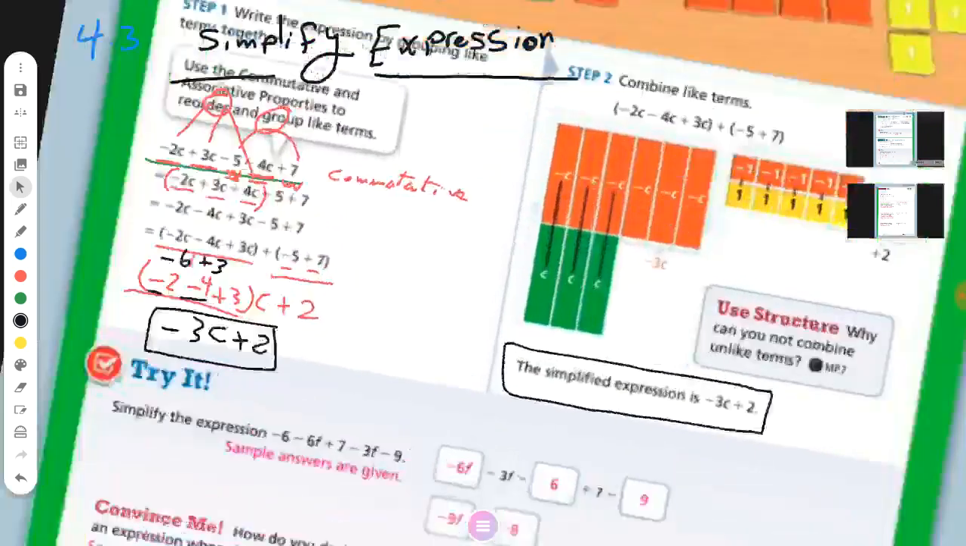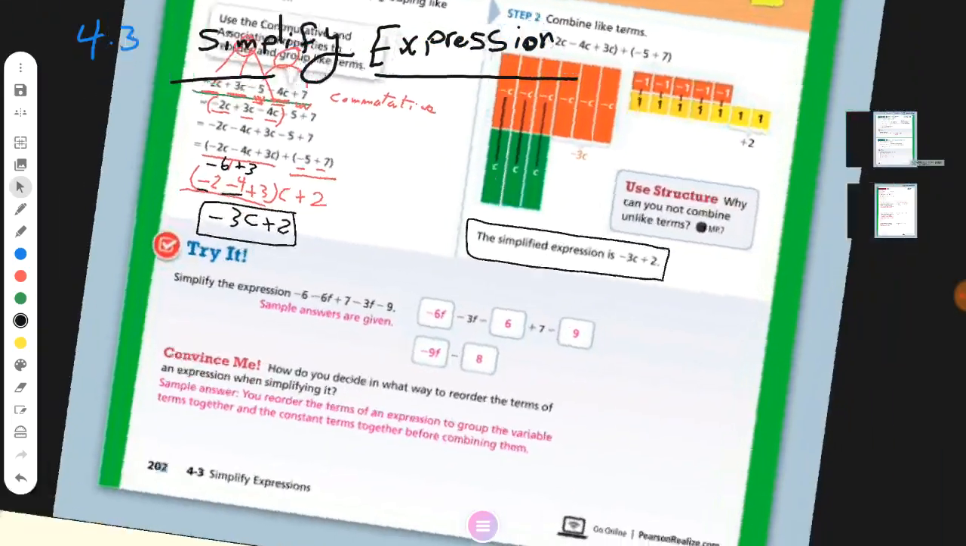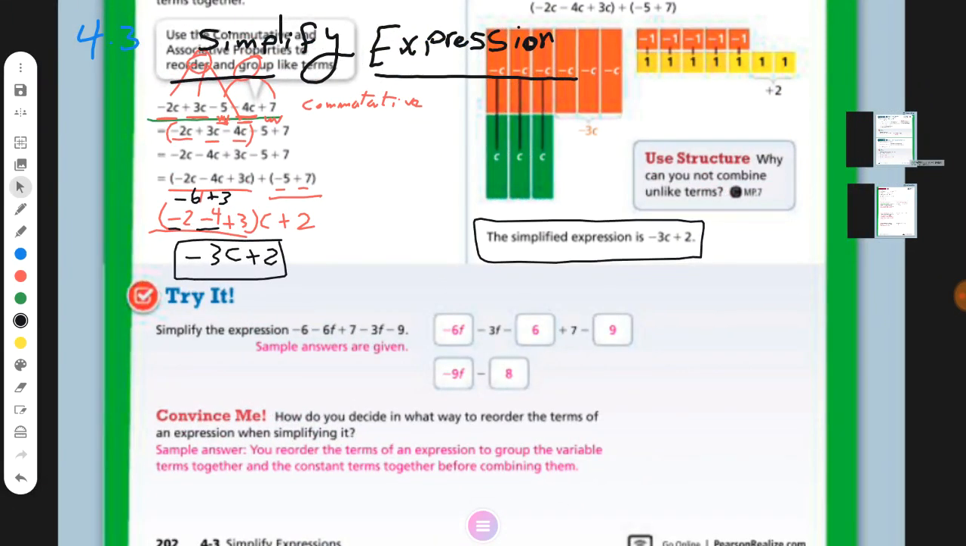The right one is simplify the expression. I will ask you in the exam in the same way, by this way. Simplify the following expression. So, negative 6, minus 6f plus 7 minus 3f minus 9. Let's collect like terms together. Like terms: negative 3f, negative 6f. And the other terms, we'll put a zigzag: negative 6, plus 7, minus 9 together. So I have 2 terms together and 3 terms together.